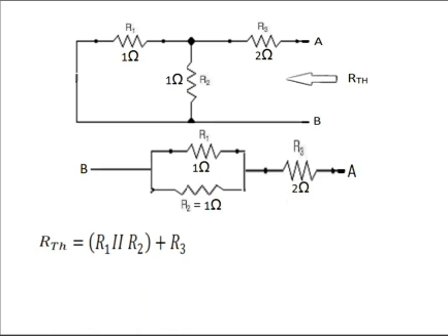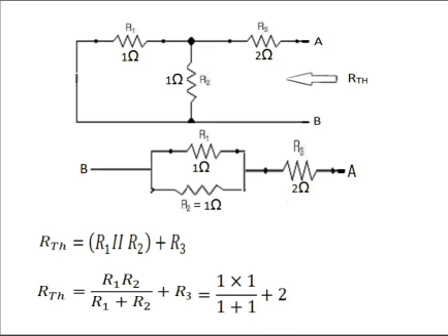You know the resistances R1 and R2 are connected in parallel, and these two resistances are connected in series with R3. Therefore, RTH equals R1 parallel R2 plus R3. RTH equals R1 into R2 divided by R1 plus R2, plus R3. That equals 1 into 1 divided by 1 plus 1, which is 2 ohm, plus 2, that equals 5 by 2, that equals 2.5 ohm. The Thevenin's resistance equals 2.5 ohm.